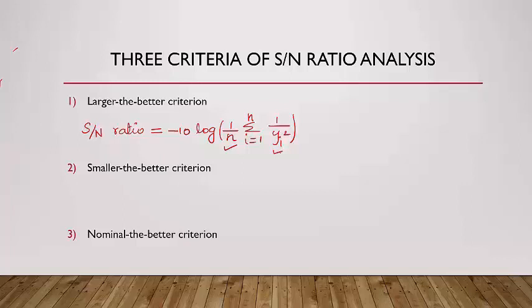The second criterion is the smaller the better criterion. In machining operations, the surface roughness of the machined components should be minimum. For such cases, the smaller the better criterion should be used. The formula is SN ratio is equal to minus 10 log of 1 by n summation i equals 1 to n yi square.